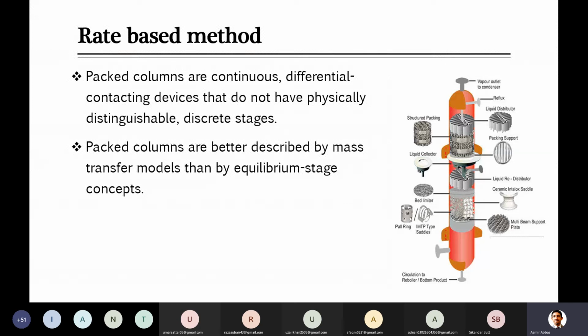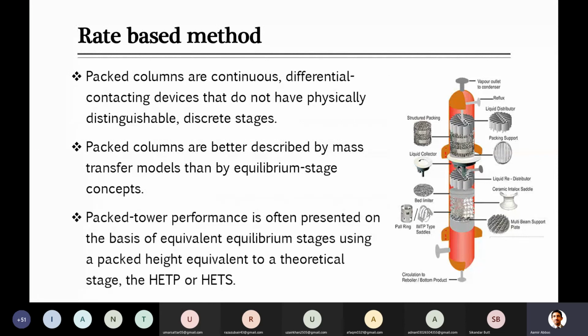When we later go through the calculations, you will see that they are better described by the mass transfer model than by the equilibrium state concepts, because in the case of trays we say that vapor and liquid come in contact with each other, and when they are leaving the tray they are in equilibrium with each other. But in this case, because vapor and liquid are not staying as in a tray tower, the equilibrium state concept will not help us here. The mass transfer models help us calculate mass transfer coefficients, and they will be used in developing the equations which are used for designing this equipment.